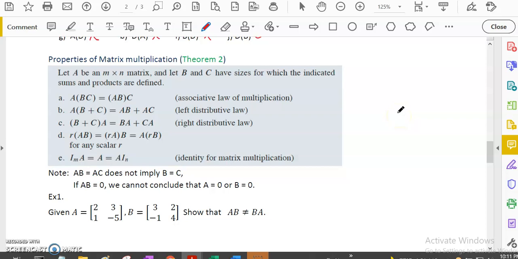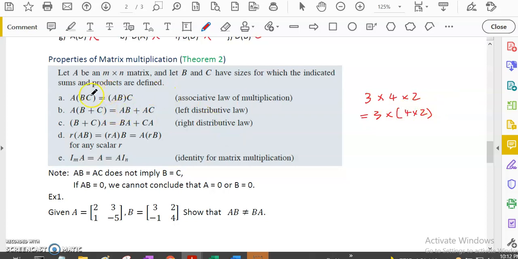Another thing that we want to talk about is properties of matrix multiplication. For numbers, we know there are all these rules: associative, distributive, scalar multiplication, right? For numbers, if we have 3 times 4 times 2, we can do 3 times 4 first and then times 2, and it's the same as 4 times 2 first and then times 3, right? That's called the associative property. That means you can group them in any way you want.